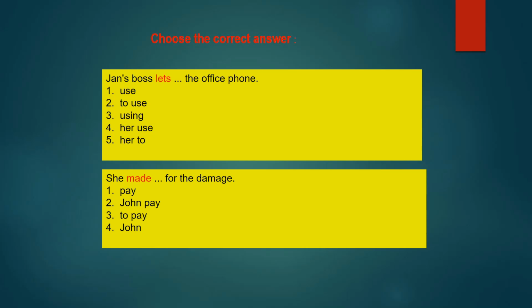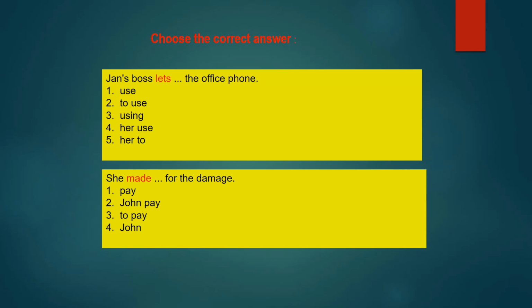Why? Because we have let. Then we have the object, which is her, then we have the verb, which is use. The rule says that after let there must be an object, which is her, and after her there must be the verb, which is use. So the correct answer is number 4.